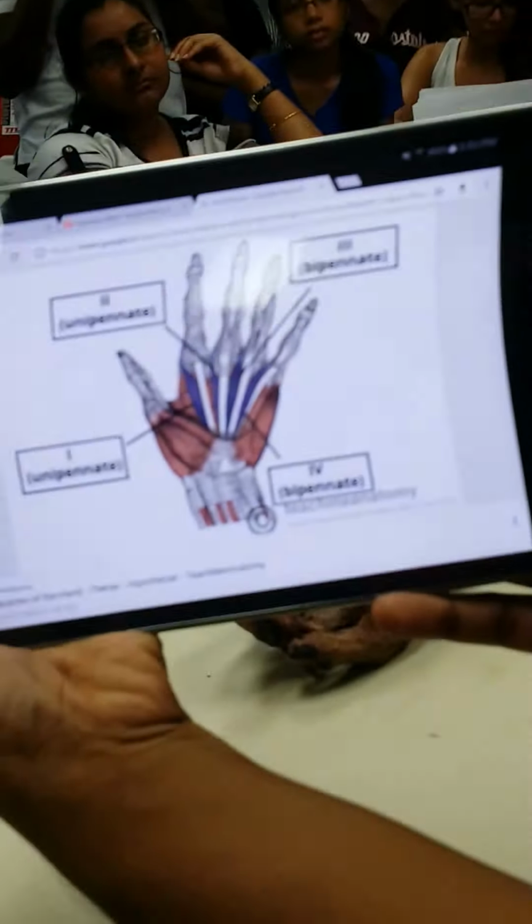So, lumbrical muscles bring about flexion at the metacarpophalangeal joint and extension at the interphalangeal joint. That's why they are also called as writing muscles. Is it clear?